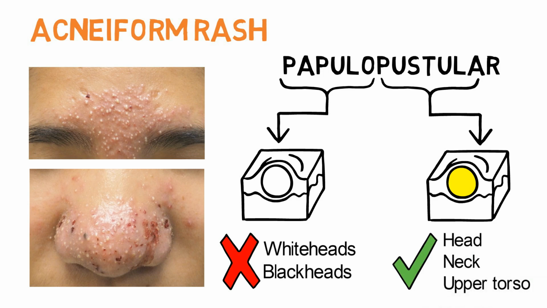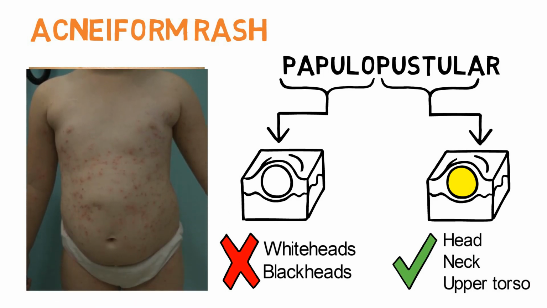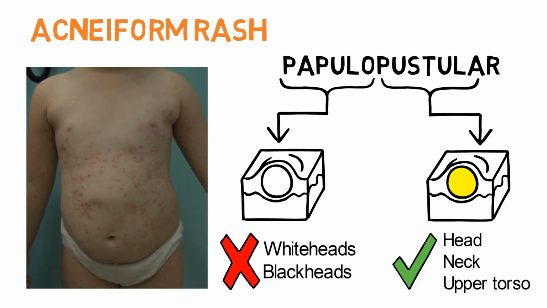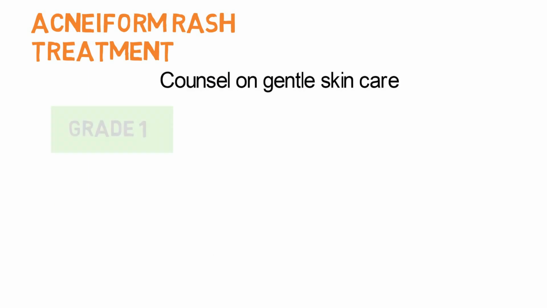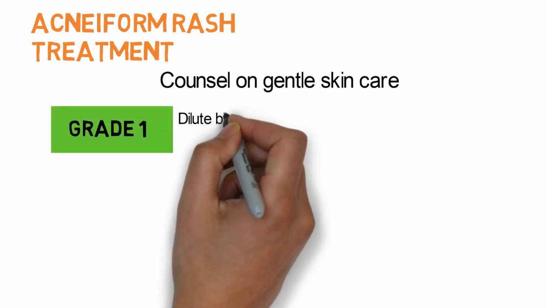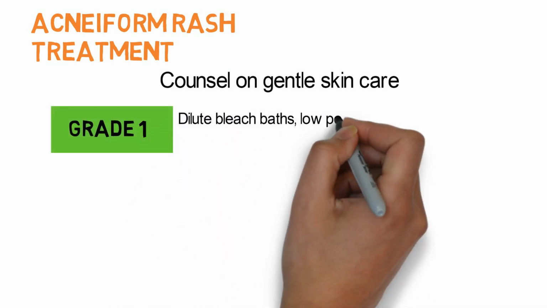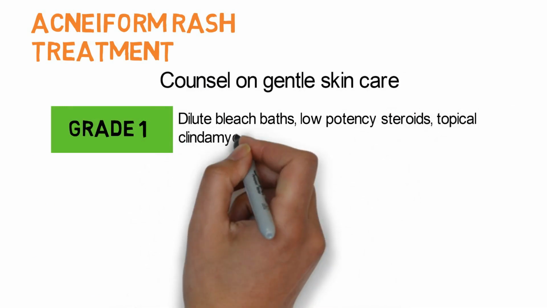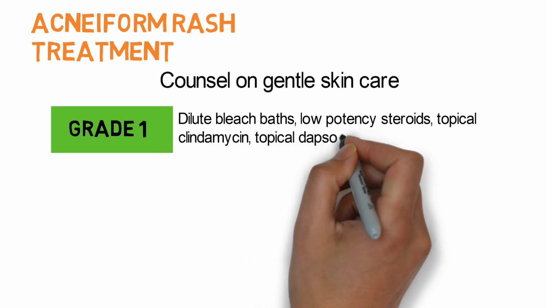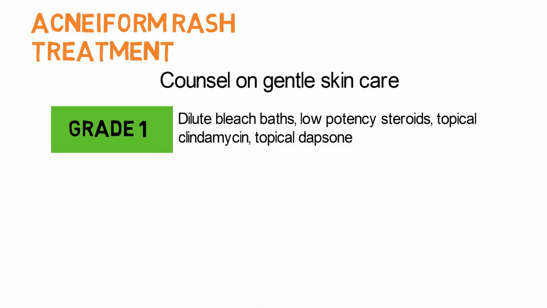A similar rash, known as a folliculocentric eruption, can present with a follicular distribution anywhere on the body. Treatment involves counseling on gentle skincare. For grade 1, patient can take dilute bleach baths and may be prescribed low-potency topical steroids. The patient may also be prescribed topical clindamycin or topical dapsone to control inflammation.